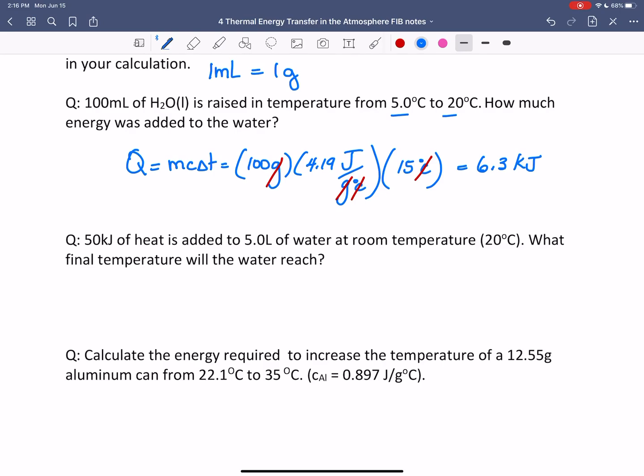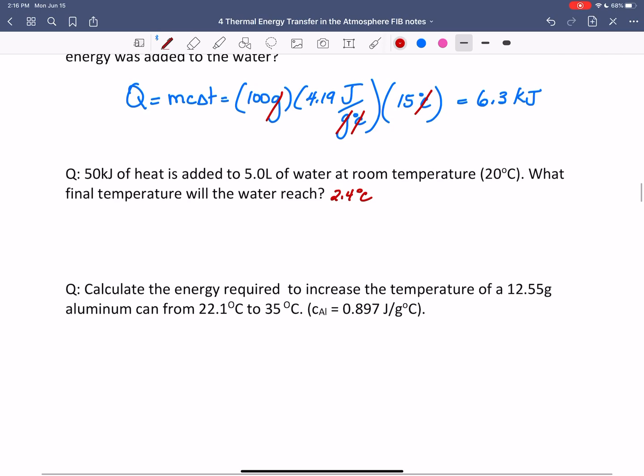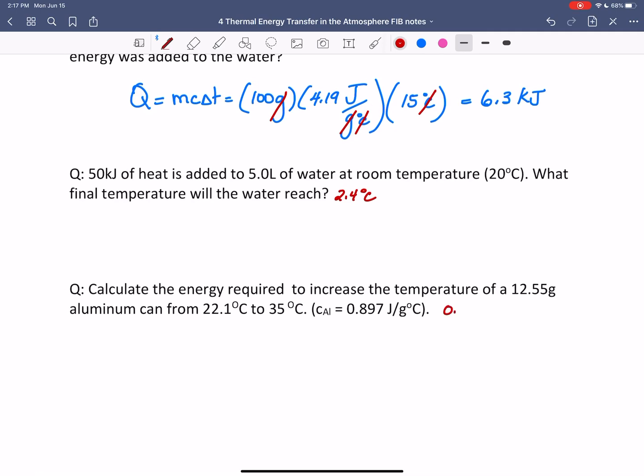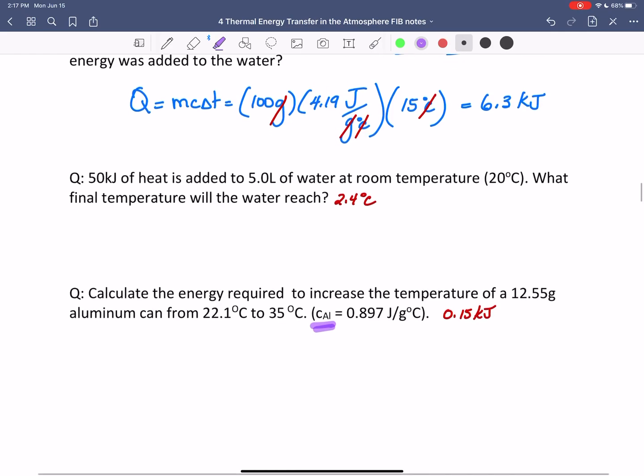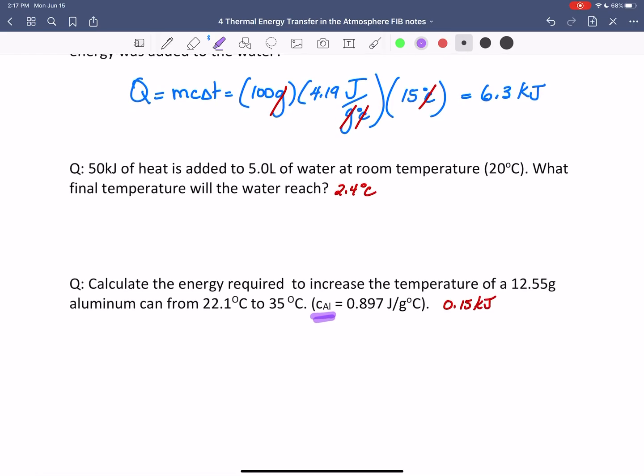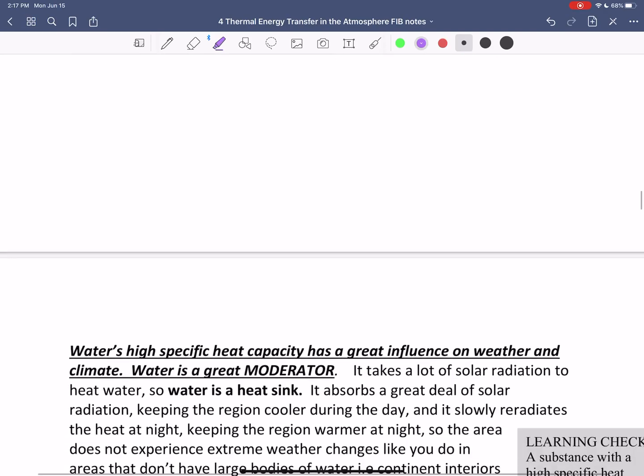In number 2, you're solving for delta T. You should get 2.4 degrees Celsius. And in the next one, you're again calculating energy. So you can get 0.15 kilojoules or 1.5 times 10 to the 2 joules, okay? And you're dealing with aluminum. So they are giving you the C for aluminum. It's not the C for water, so it's not 4.19. It's going to be the C for aluminum, so you're going to be using that one.